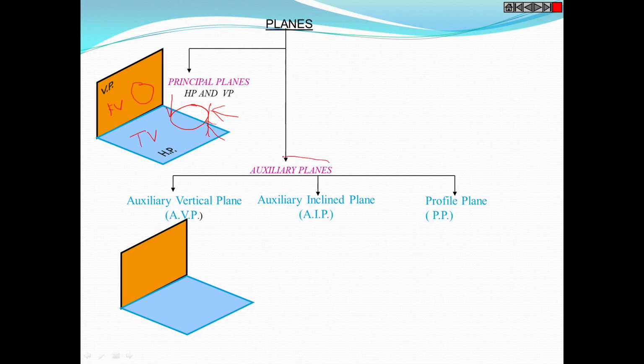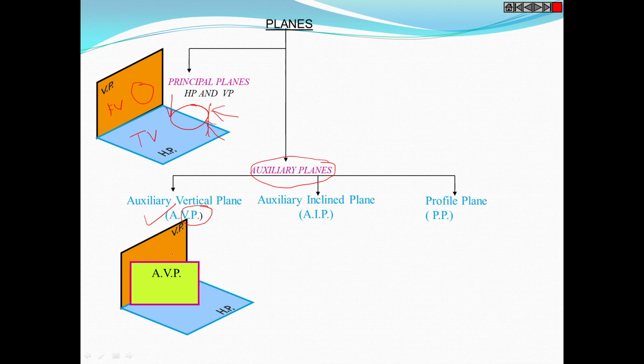So in auxiliary planes, the planes are perpendicular to the horizontal plane or vertical plane and inclined to the other plane. In the auxiliary vertical plane, the plane is perpendicular to the horizontal plane and inclined to the vertical plane. So now you can see here, this plane is perpendicular to the horizontal plane. So this angle is 90 degrees and this angle is some inclination, that is not 90 degrees.